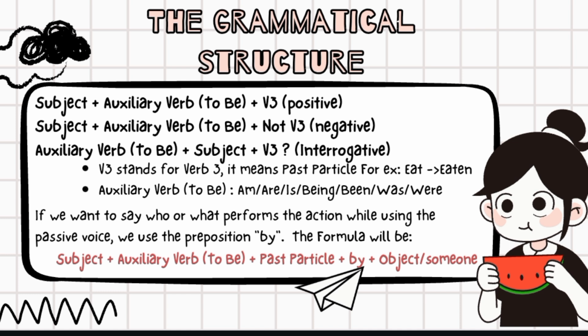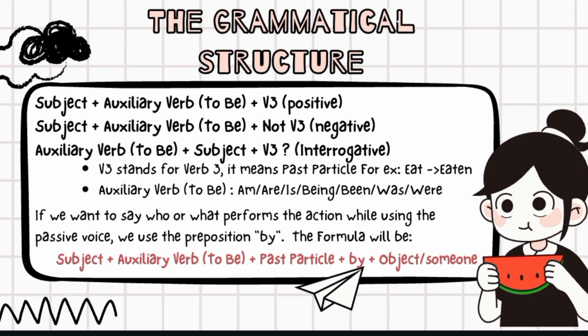If we want to say who or what performs the action while using the passive voice, we use the preposition by. The formula will be subject plus auxiliary verb or to be, and then plus past participle plus by, and plus object or someone.